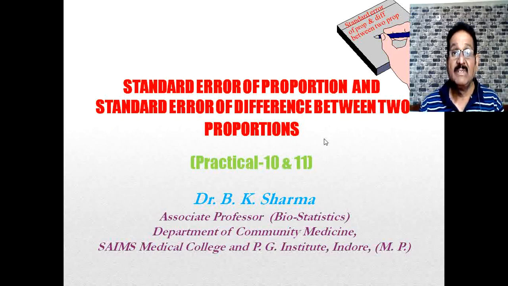Previously we learned about means, when we want to collect certain quantitative measurements like blood pressure, then we can say we are dealing with quantitative measurement, we are dealing with mean. While proportion indicates a qualitative measurement. So how many people are suffering from tuberculosis? So we want to identify the prevalence of tuberculosis among a population, meaning we want to identify the proportion. So today we will begin with standard error of proportion and difference between two proportions.